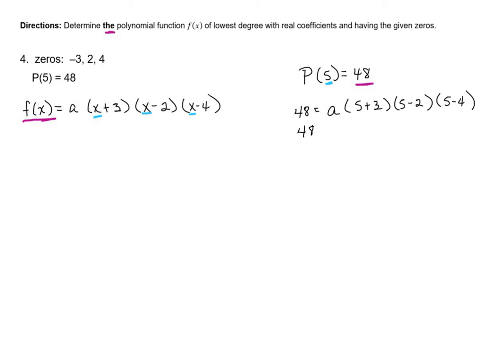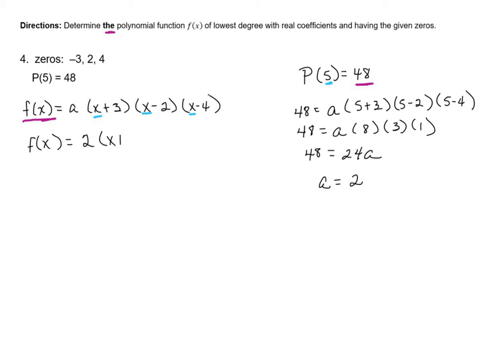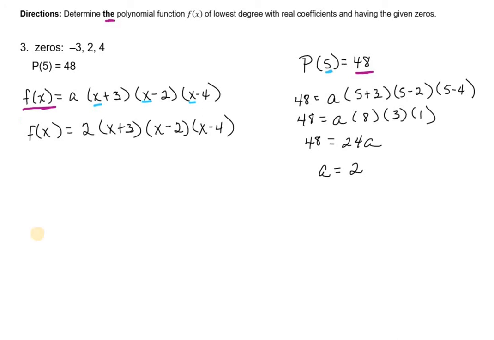So 48 equals some constant a times 8 times 3 times 1. So 48 equals 24 times a, so a equals 2. So back over here, my function is going to be 2 times x plus 3 times x minus 2 times x minus 4. Okay, that was problem 3. So let's go on to problem number 4.